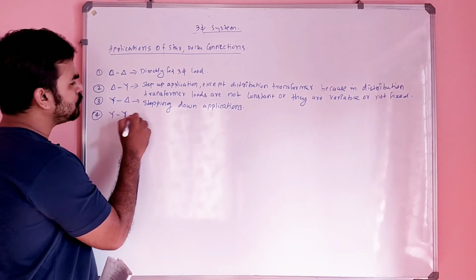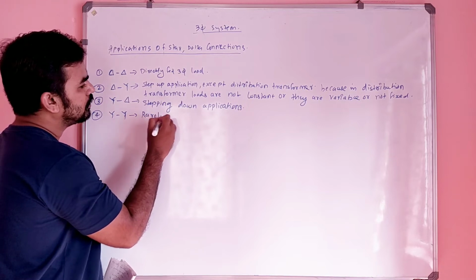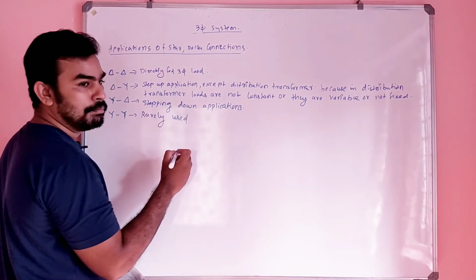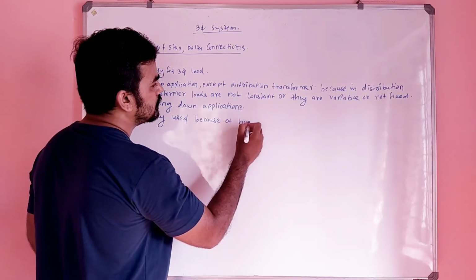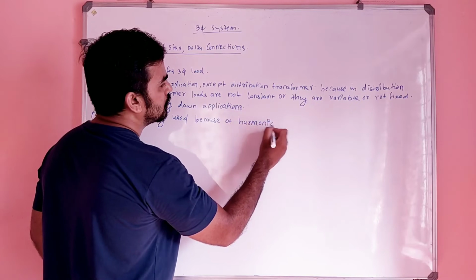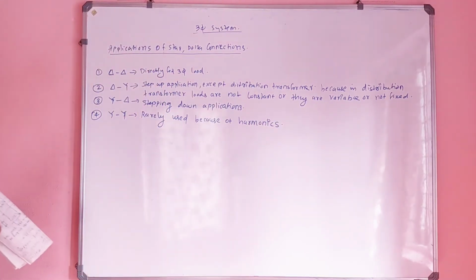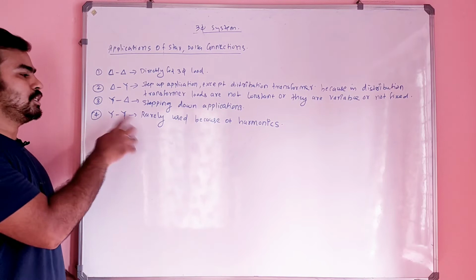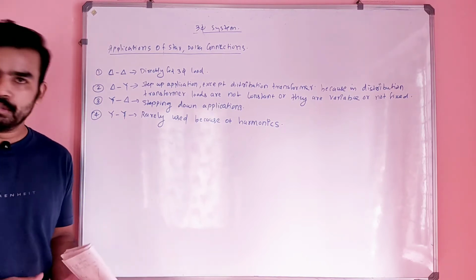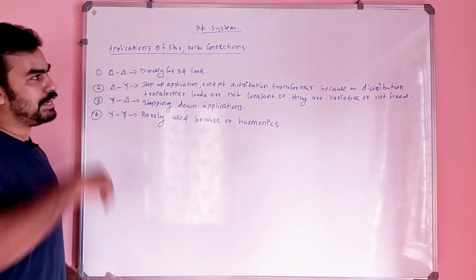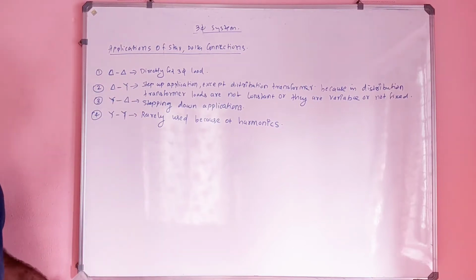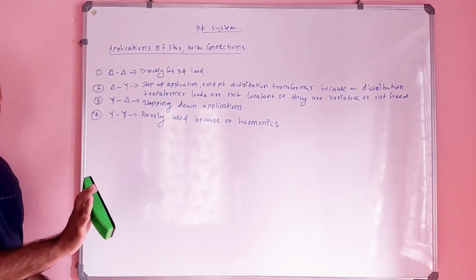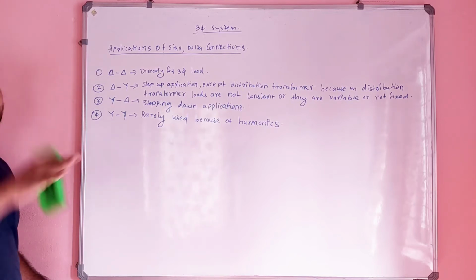And star to star is rarely used because of the presence of harmonics. So these are the applications of star delta connections. Did you note it? It's very easy actually, you just have to remember these things now: step up, step down, and the very rare case.